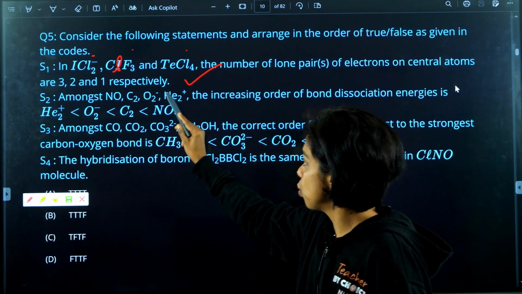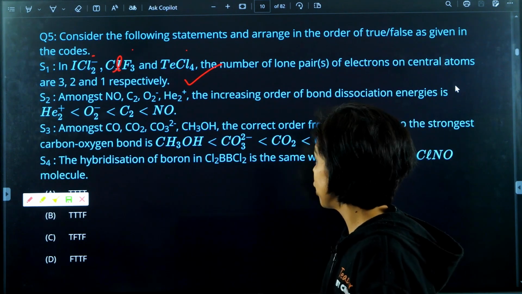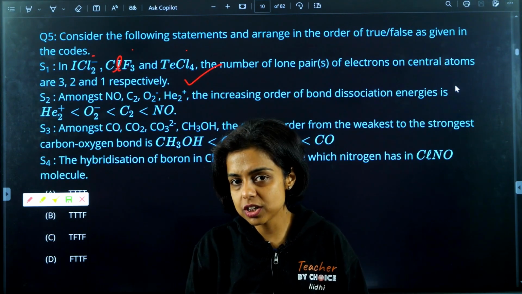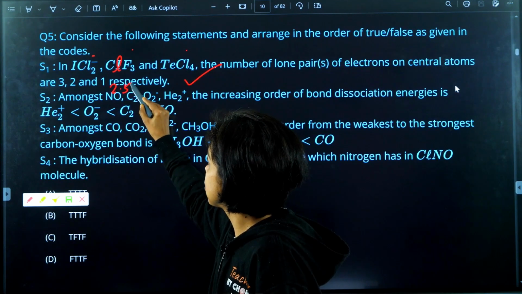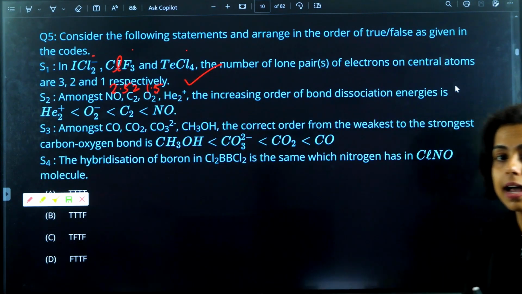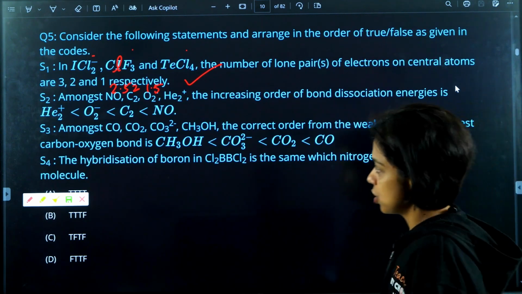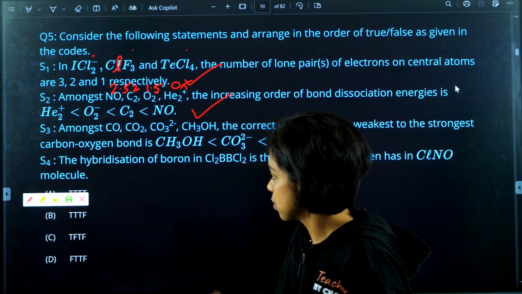Now, amongst NO, O2 negative and He2 positive, you are supposed to arrange them in increasing order of bond dissociation energy. The more the bond order, the more the bond dissociation energy; they are directly proportional. So let's check the bond order. The bond order for NO is 2.5, then 1.5. I am simply using the shortcut with the total number of electrons for bond order that we always use to save our time. So of course, the more the bond order, the more the bond dissociation energy. O2 negative has 1.5 and He2 positive has 0.5. So this is also correct.